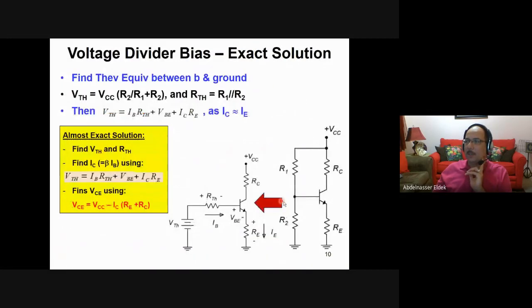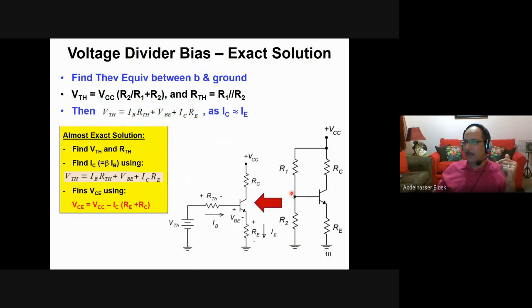To solve it, in this case you can say, okay, we have a current here, we cannot neglect it, even if it is very small, but it's okay, let's consider it. So how do we do this? We need to find the Thevenin equivalent circuit between P and the ground. We have to return back to circuit theory. So we need to find V Thevenin and R Thevenin.